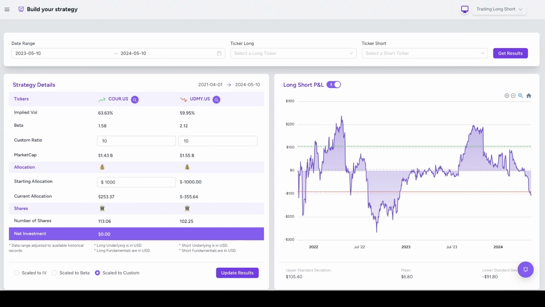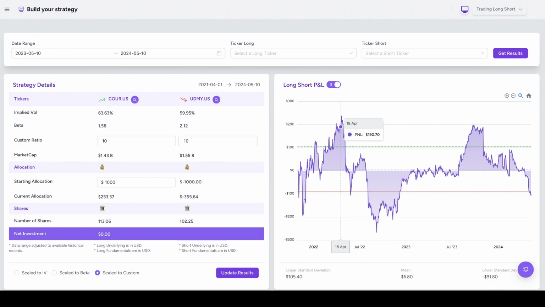Hello everyone. Today I'm going to show you Trading Long Short and how you can use our platform to make trading long short or relative value strategies or pair trades, whatever you want to call it. The objective of this platform is to help retail investors to monitor pair trading strategies.